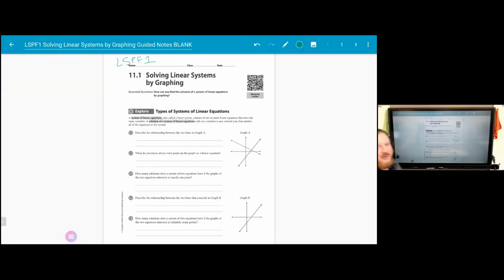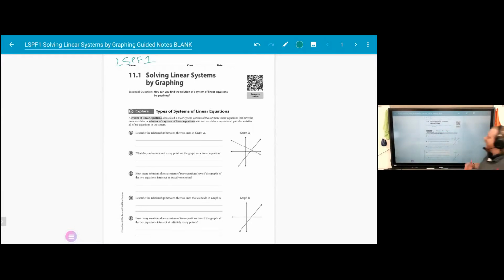Oh, why hello there, Algebra 1. Let's go ahead and look at our next target, which is LSPF1. Yeah, I know. Linear systems and piecewise functions, first target, LSPF1. I know. All right, so here we go.